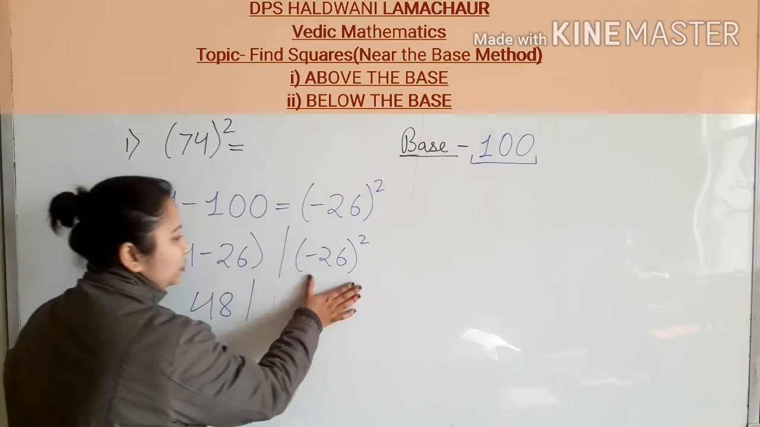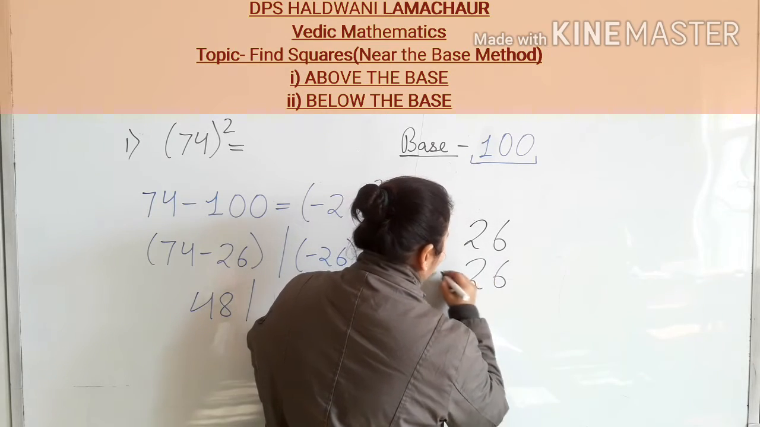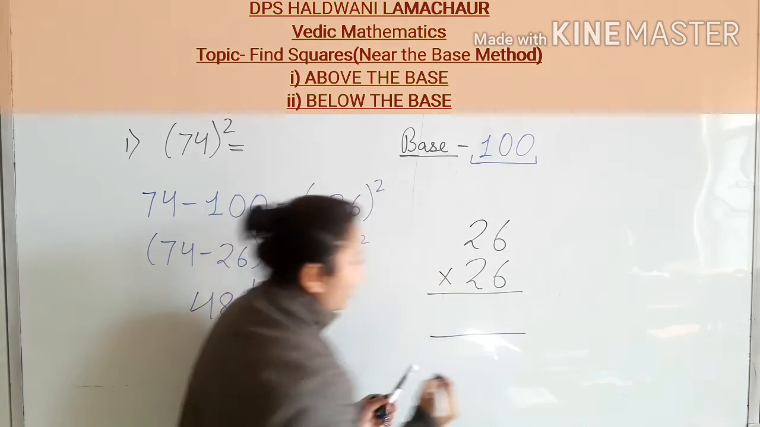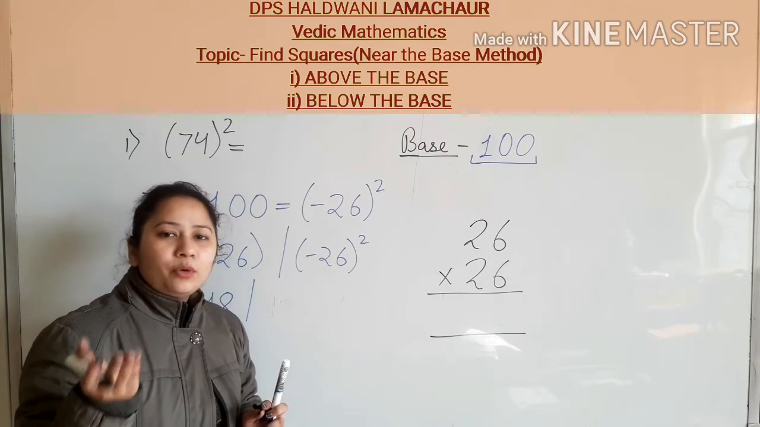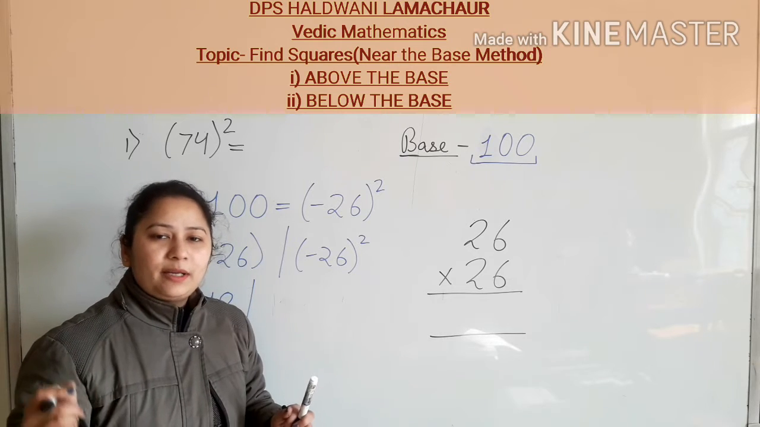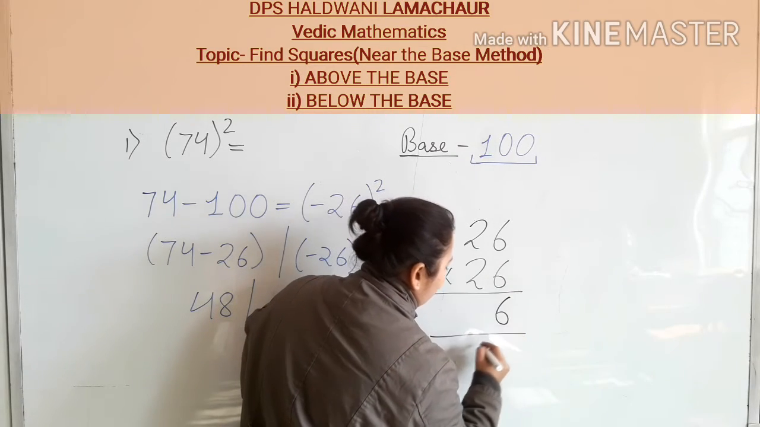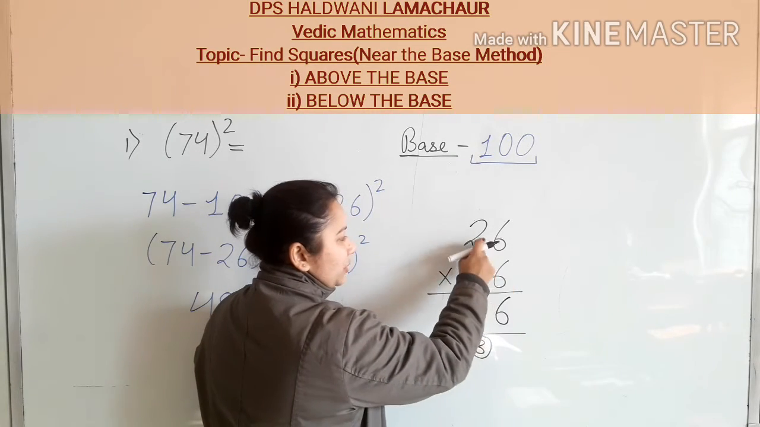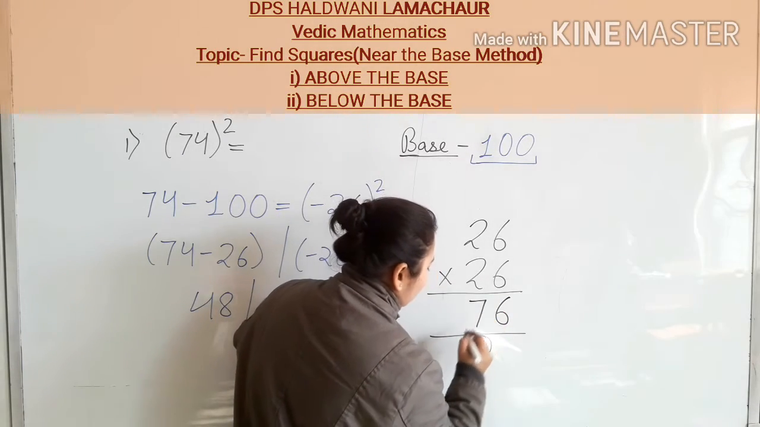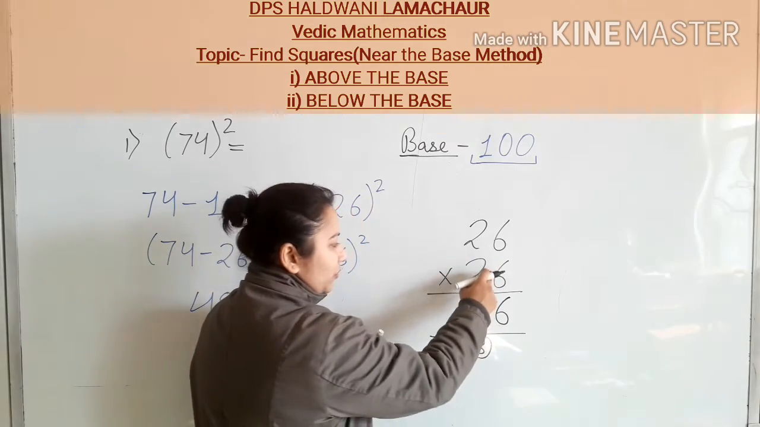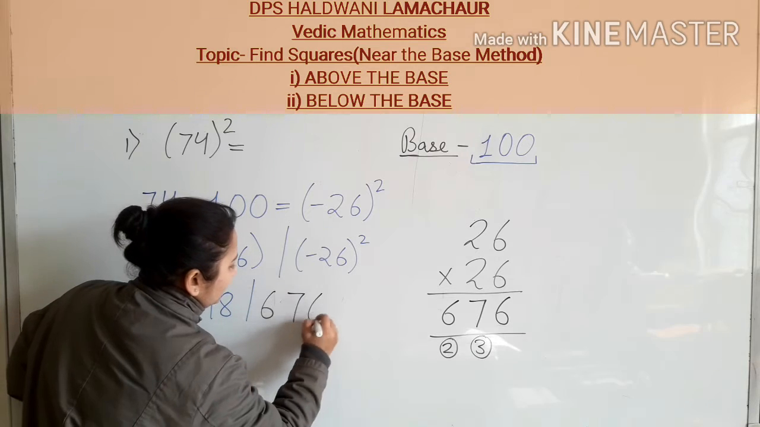Now students, you have to square this 26. Squaring means 26 into 26. I am using the IXI 2-digit multiplication here. For knowing that method, you can go through my channel and see the IXI multiplication for 2-digit video. Now 6 6s are 36, 6 here, 3 will go carry. Now 6 2s are 12, 6 2s are 12, 12 plus 12, 24, 24 plus 3, 27, 7 here, 2 will go carry. Now 2 2s are 4, 4 plus 2, 6. So it is 6, 7, 6.